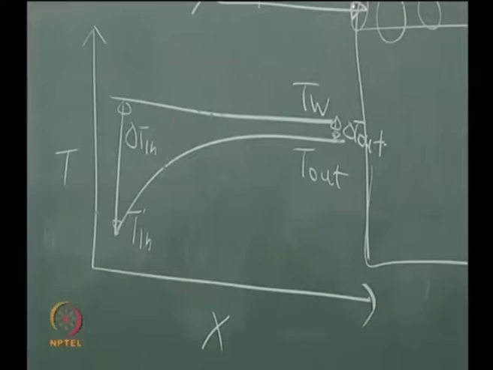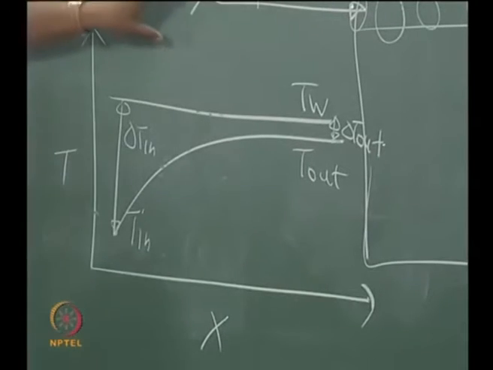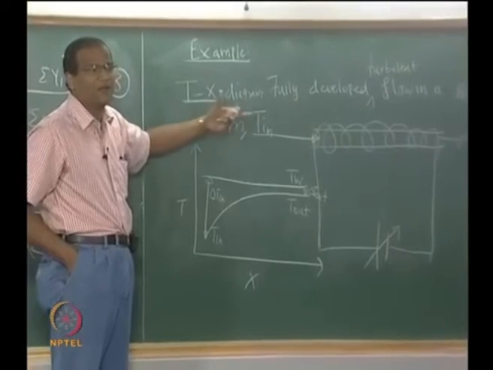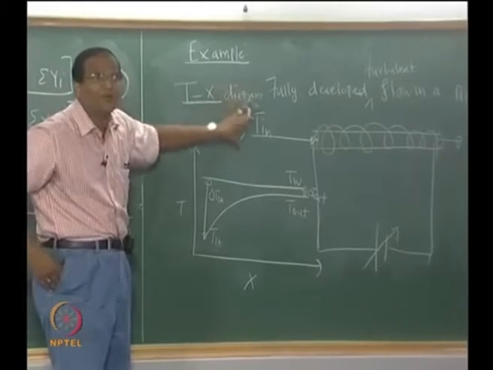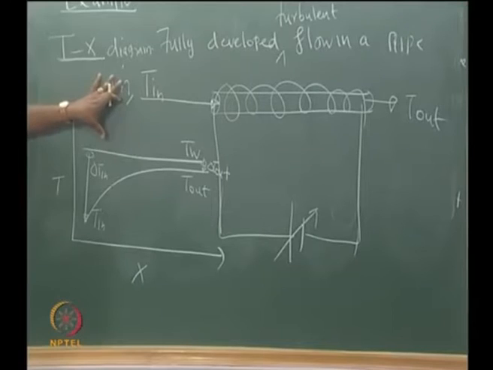So essentially you can do experiments like this. Suppose instead of water you change the fluid. If you change the fluid, an additional parameter which enters the problem is the Prandtl number. So this is an experimental approach to determine the heat transfer coefficient.